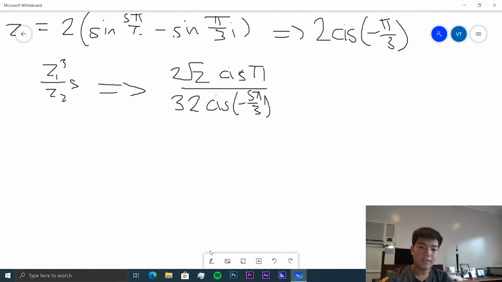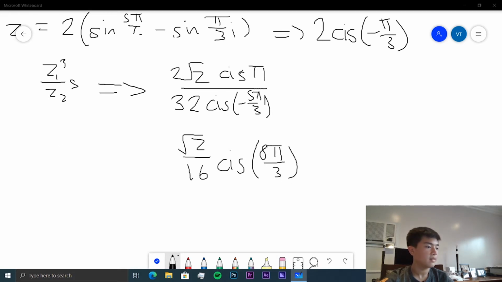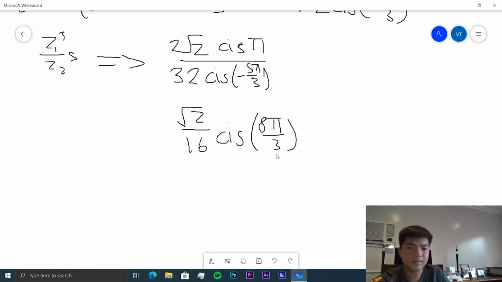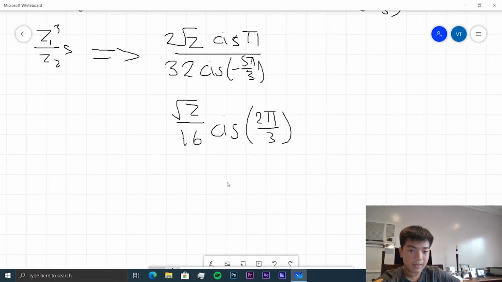So if we're dividing these two, this is equal to square root 2 over 16 cis pi plus 5 pi over 3, which is equal to 8 pi over 3, I think. So is that the answer? Okay, so they want us to convert this. 8 pi over 3 is equal to 2 pi over 3. So they want us to convert this back into Cartesian form.